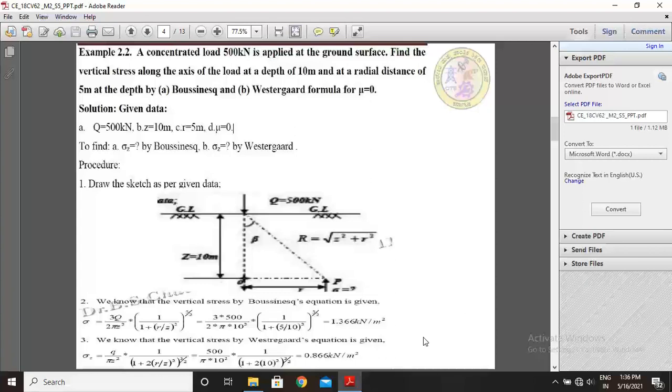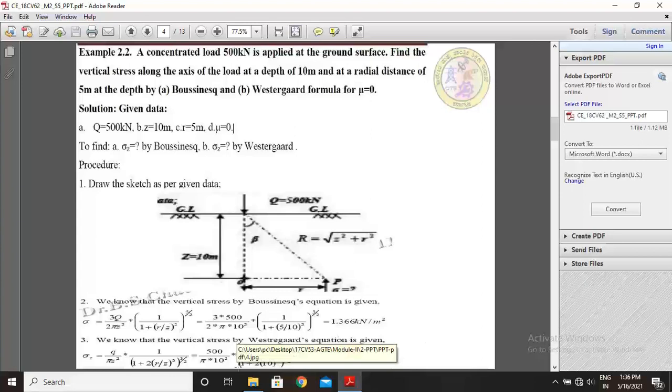Next, step number 3. We know that the vertical stress by Westergaard equation is given by sigma z equal to q by pi z square into 1 by 1 plus 2 times r by z square whole to the power of 3 by 2. So in this equation you substitute the value here.